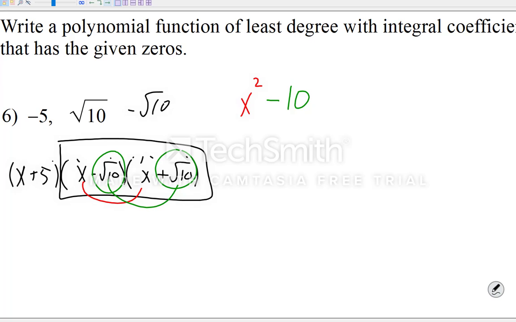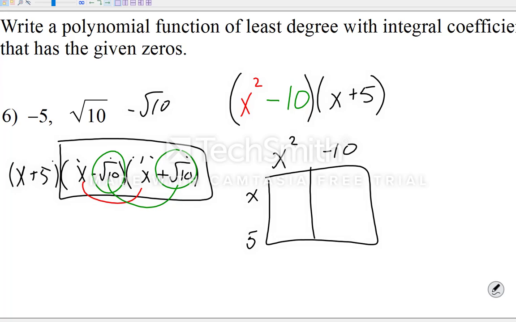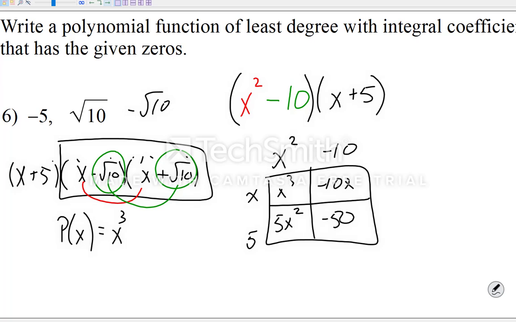Then I have to multiply by the x plus 5 from the beginning. Again, you can do a box. x squared minus 10, x, 5. x to the third minus 10x. 5x squared, negative 50. So this would be p of x equals x to the third plus 5x squared minus 10x minus 50. And that is my final answer.